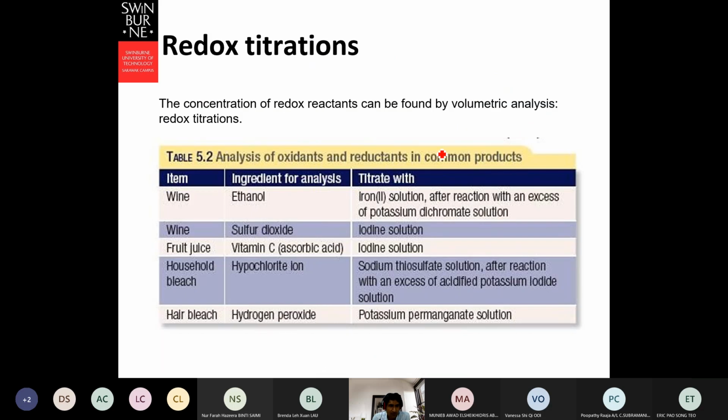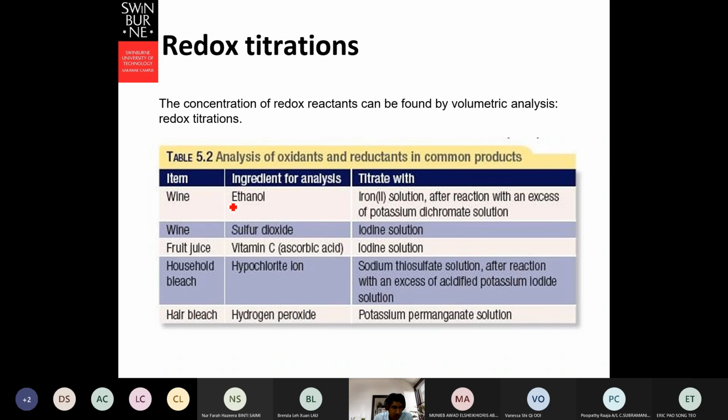But before we finish, we'll have to wrap up with redox titration. We have seen the acid-base titration. This week you are making the acid-base titration, and this week you are going to submit the acid-base titration report. This Thursday, I will go to the lab at 9 a.m. and show the acid-base titration. Besides acid-base titration, we have redox titration as well.